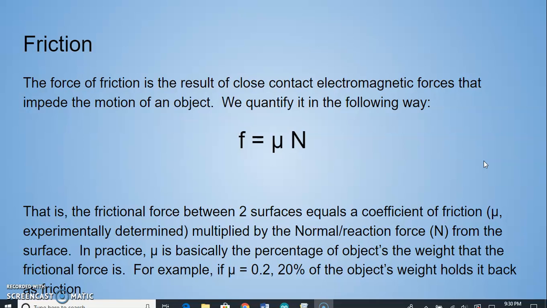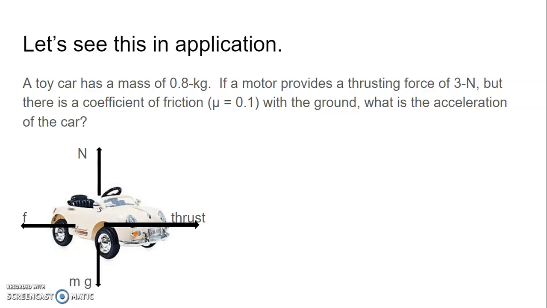Okay, well, we're going to put this into some action to see how it works. Here's a problem. We've got a toy car. It's got a mass of 0.8 kilograms, and there's a little motor that's providing some thrust of 3 newtons, but there's a coefficient of friction 0.1 with the ground. So how do we determine the acceleration?